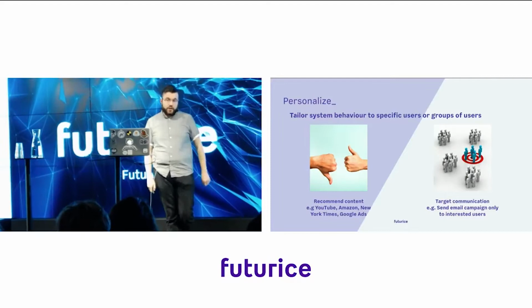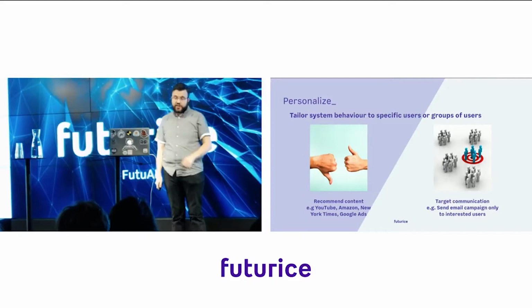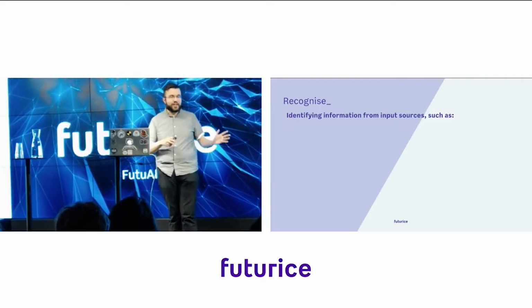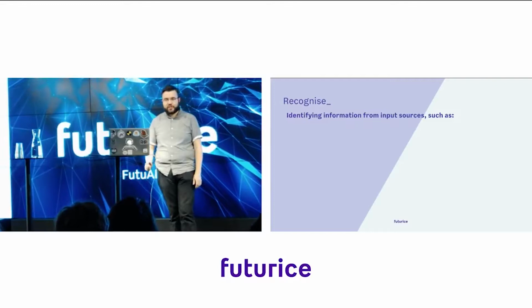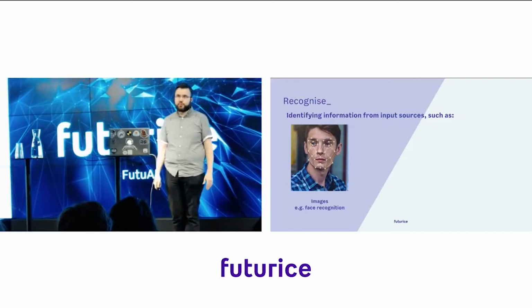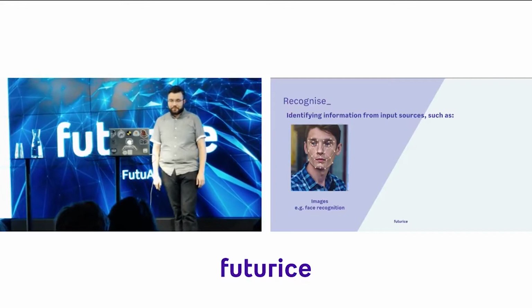That's prediction, personalization. And the last one that I mentioned was recognition. And this is about finding information from an input source. And there's a lot of vague terms in this talk, but what I mean by input source are things like images. So face recognition, which you're going to hear more about in the next talk. There are plenty of applications for not just recognizing faces, but recognizing different objects, cats. So that's one input source that you can recognize stuff from.